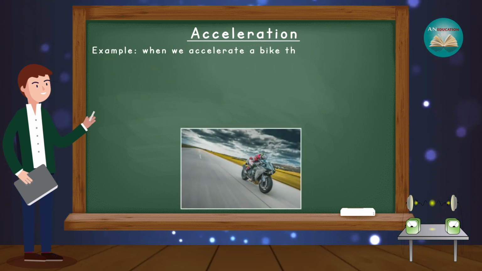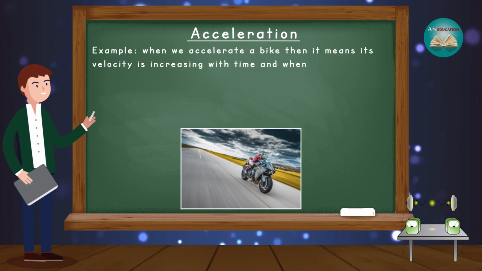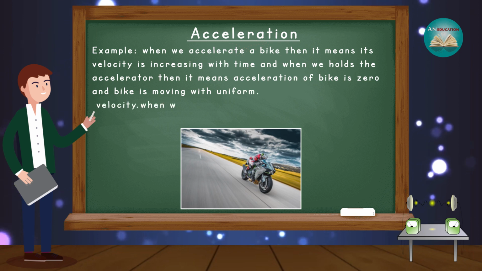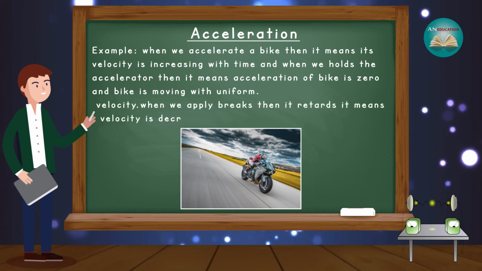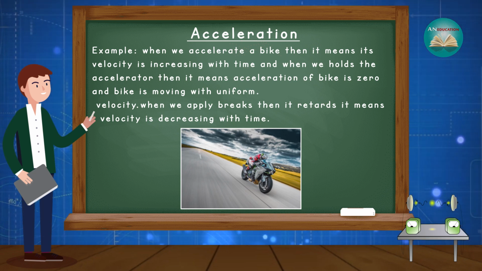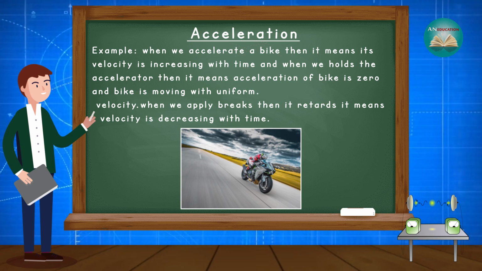Example, when we accelerate a bike, it means its velocity is increasing with time. And when we hold the accelerator, it means the acceleration of the bike is zero, and the bike is moving with uniform velocity. When we apply brakes, then it retards. It means velocity is decreasing with time.